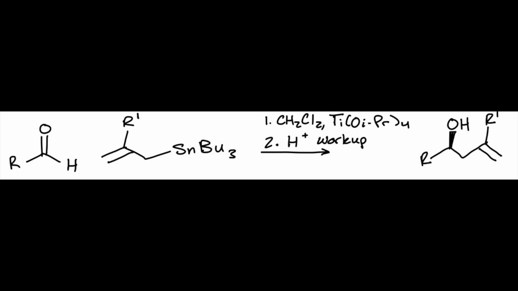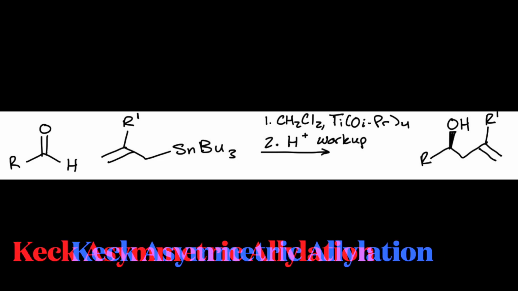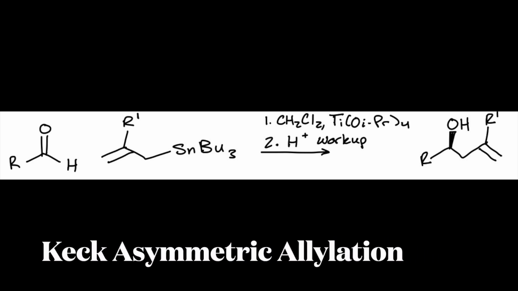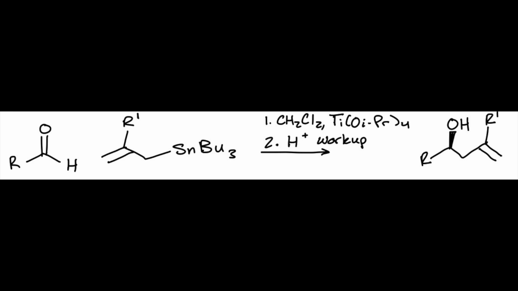Hi, today I'm going to be showing you a good way to visualize the chirality and how the stereochemistry is determined in the Keck asymmetric allylation reaction. The Keck allylation reaction involves the nucleophilic addition of an allyl group to an aldehyde. The stereochemistry of the product is determined by a chiral complex of a titanium binyl group.